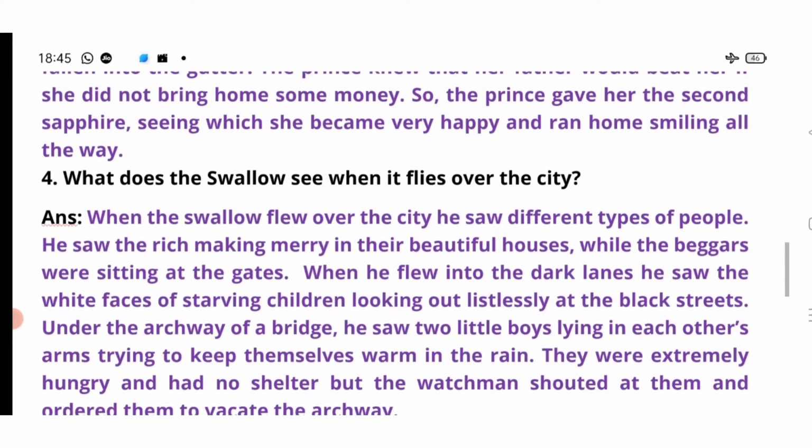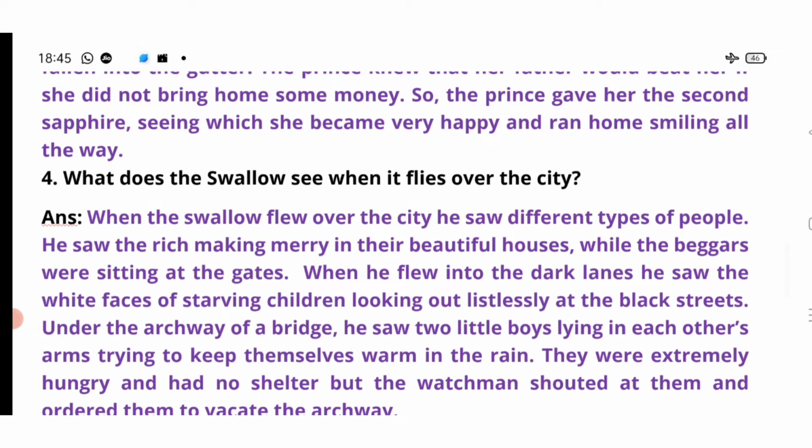What does the swallow see when it flies over the city? When the swallow flew over the city, he saw different types of people. He saw the rich making merry in their beautiful houses while the beggars were sitting at the gates.